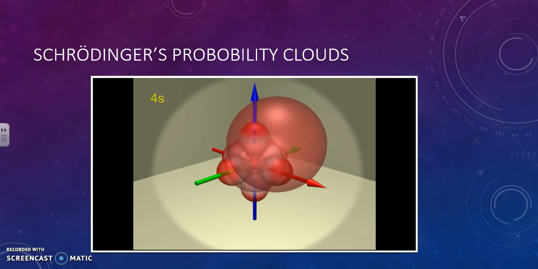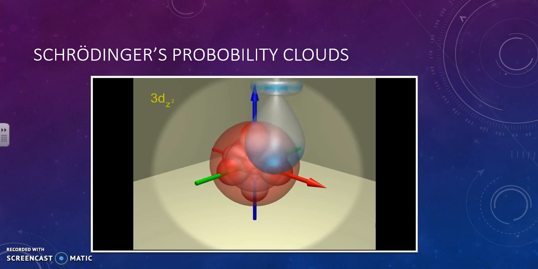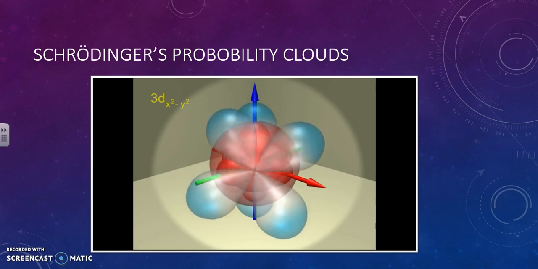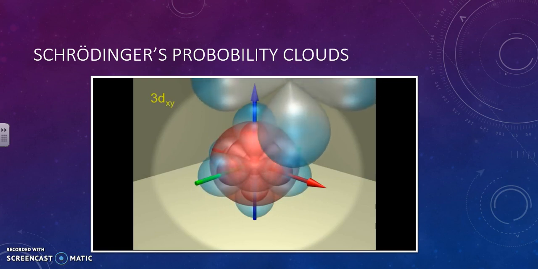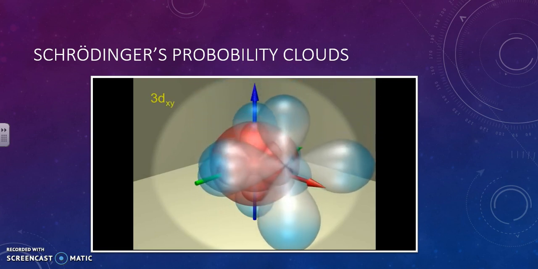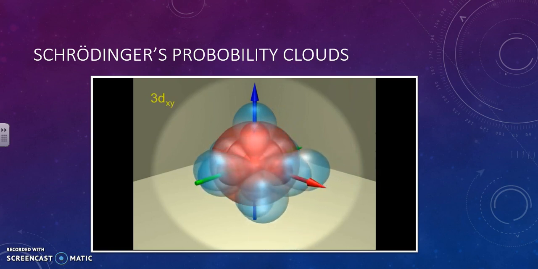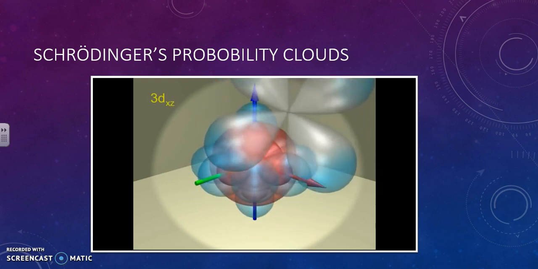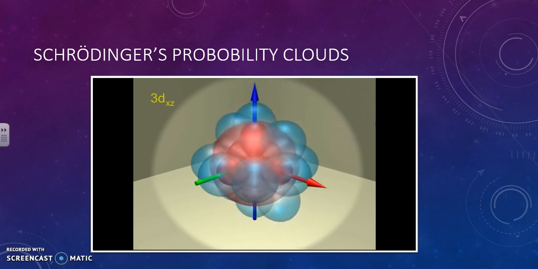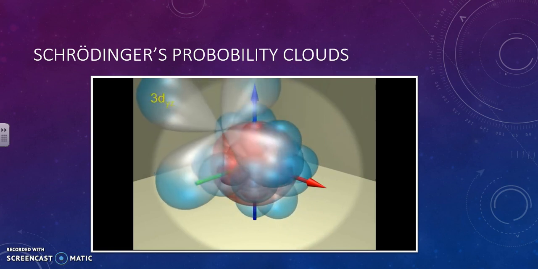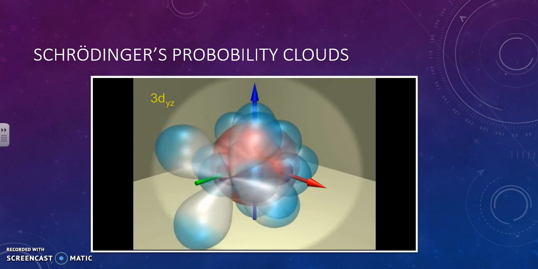Next energy level, the 4th energy level, an S cloud, 2 electrons could live in this space. A weird D cloud, 2 electrons would live there. Another D. Another D. Yet another D. And you guessed it, another D cloud.